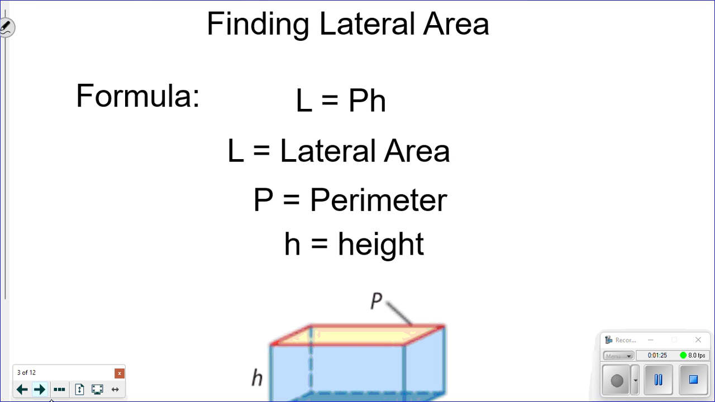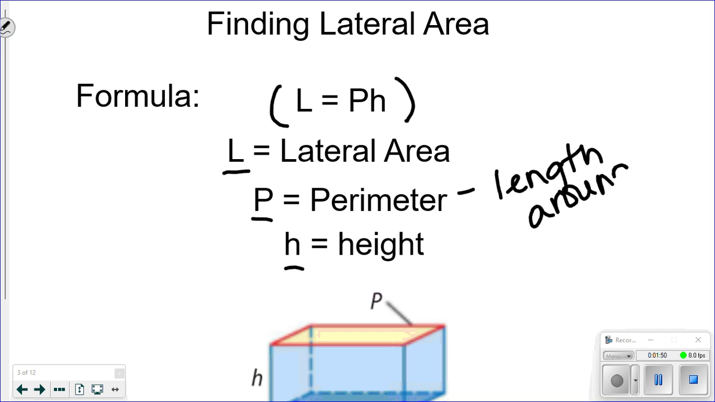So the first thing we're going to talk about is finding the lateral area. There's a formula for it, and it's right here. Notice that each of these things means something. L means lateral area. P means perimeter. If you don't remember what perimeter means, it means the length around, the distance around something. And H means the height of the whole prism.